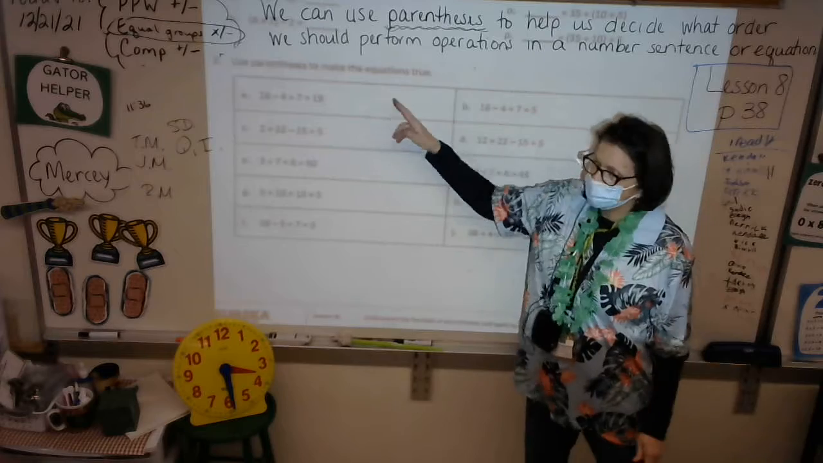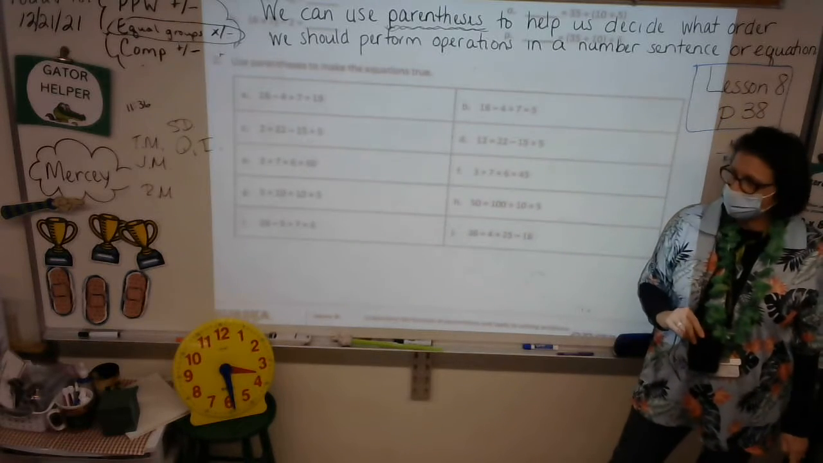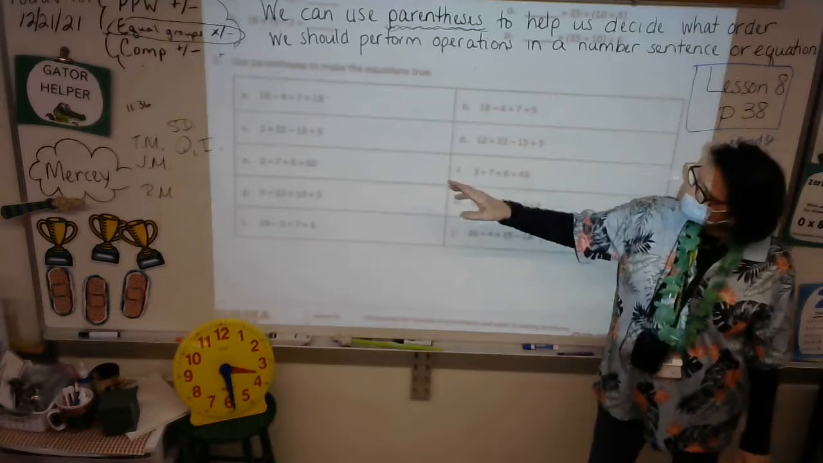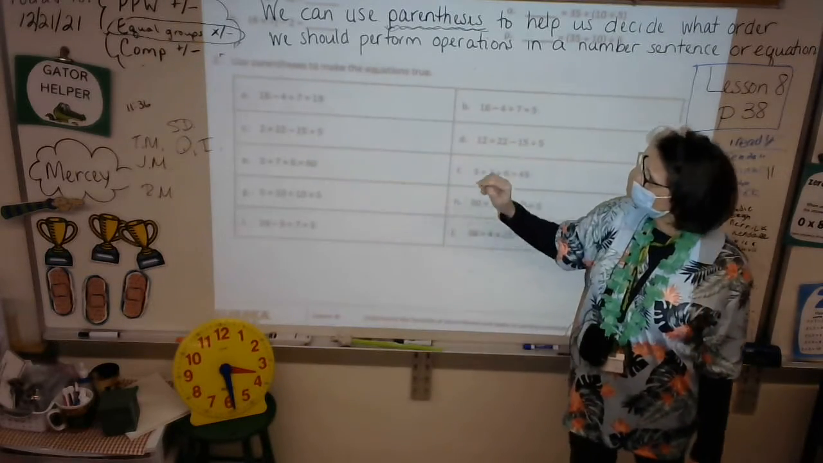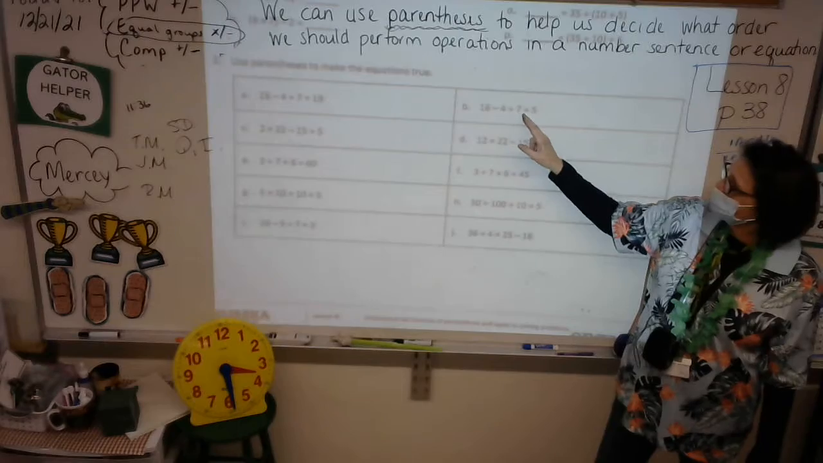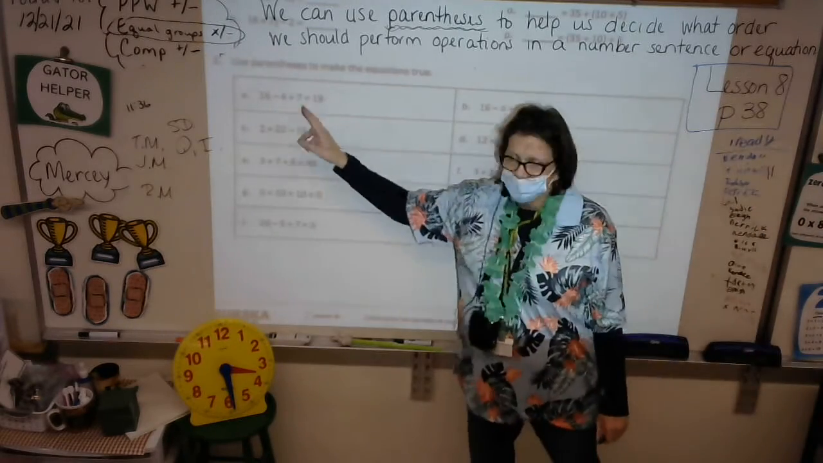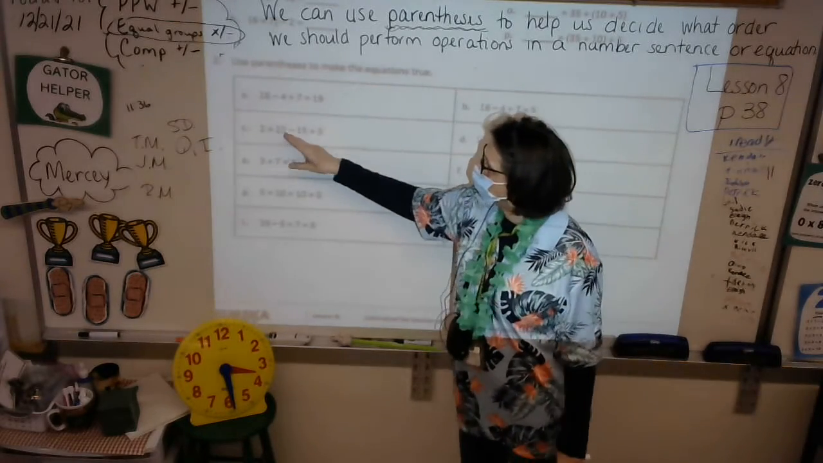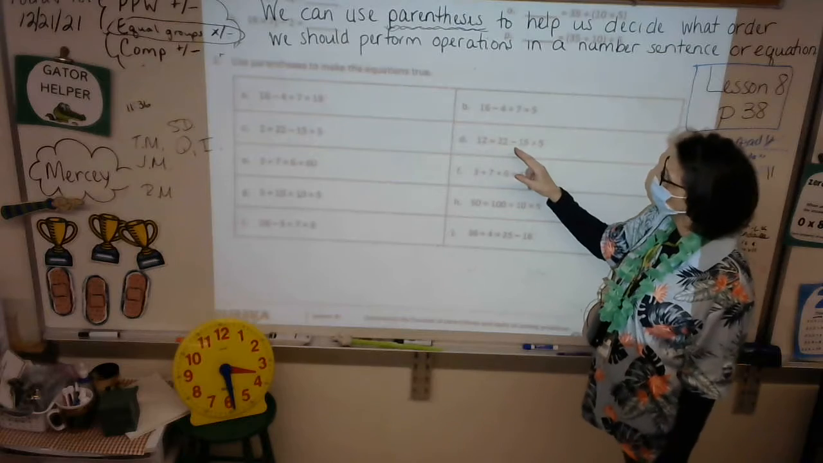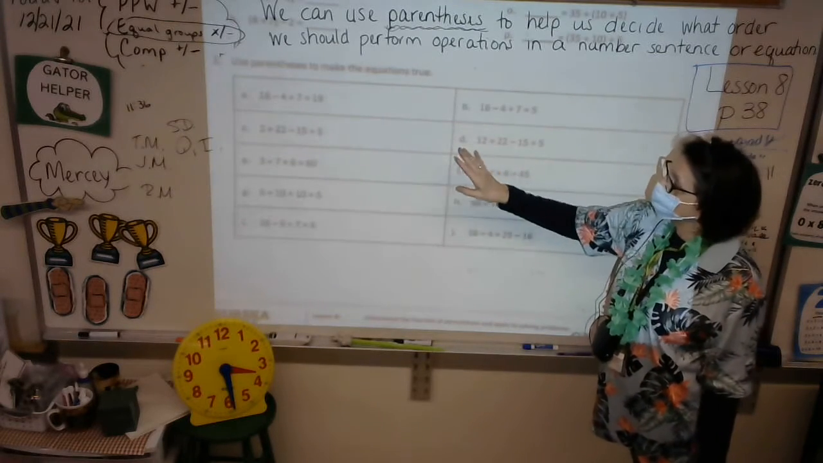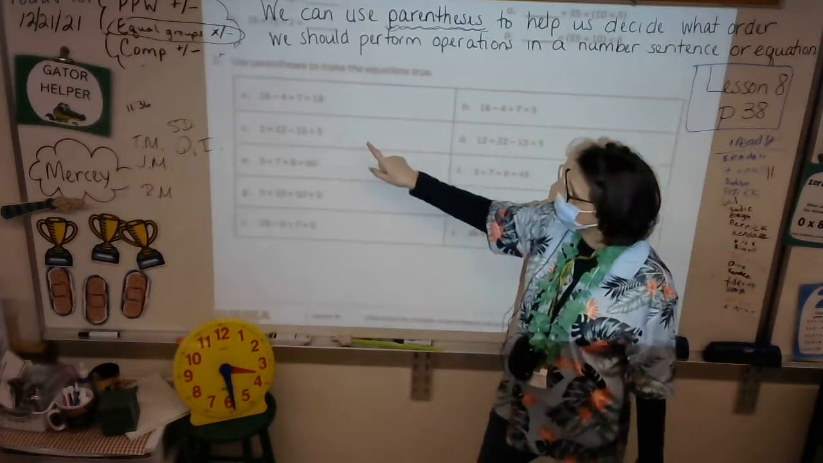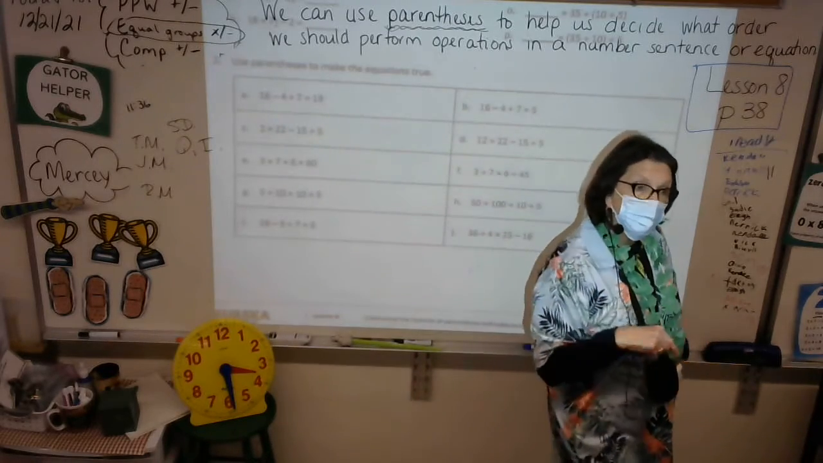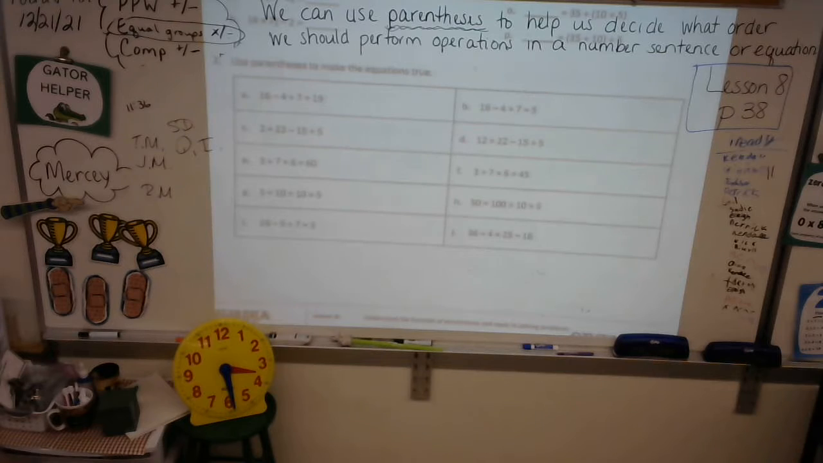But let's look at A and B, boys and girls. What do you notice about A and B? This one says 16 minus 4 plus 7 equals 19, and this one says 16 minus 4 plus 7 equals 5. The first part of both of them are identical, aren't they? If we look at the next one, 12 equals 22 minus 15 plus 5. They give two answers, but this part of the equation is the same. Our job is to determine where we need to put the parentheses to come up with the answer they have given us. Okay? Yes, Carson.